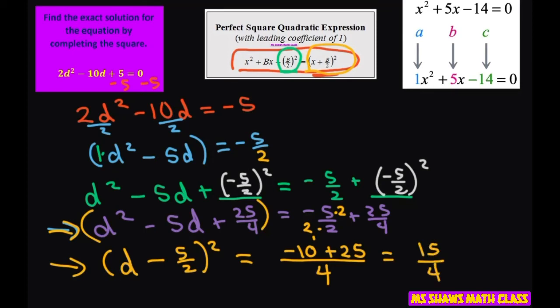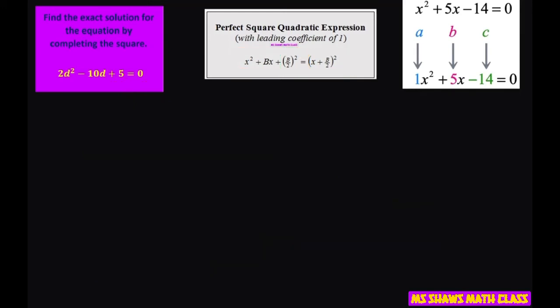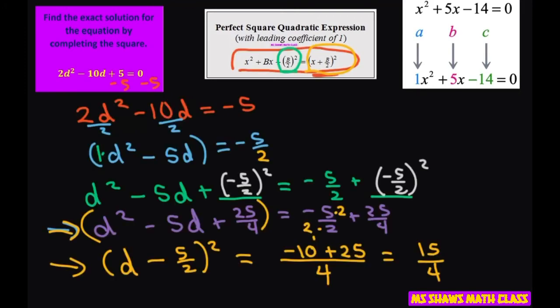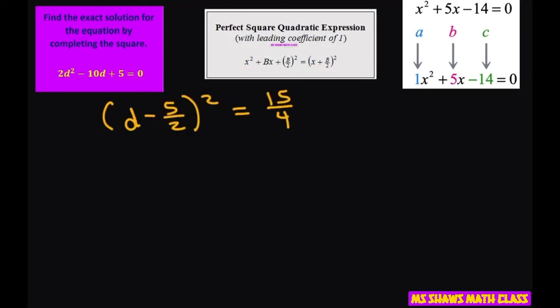All right, so now let's go ahead and solve this. We have d minus 5 halves squared equals 15 fourths. Just going to double check I did that right. Minus 10, yes. All right, so now we're going to square root both sides. Don't forget to do your plus and minus.